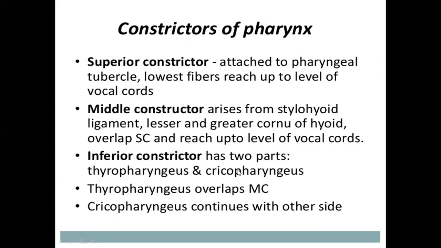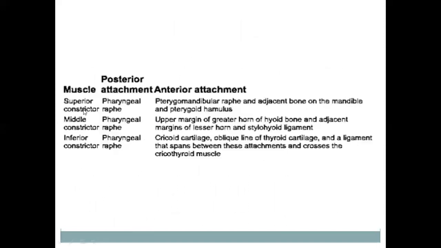Inferior constrictor has two parts, the thyropharyngeus and cricopharyngeus. The thyropharyngeus overlaps middle constrictor, and the cricopharyngeus continues with the esophagus and acts as an upper esophageal sphincter. So these are the superior constrictor, which inserts over the pharyngeal raphe.